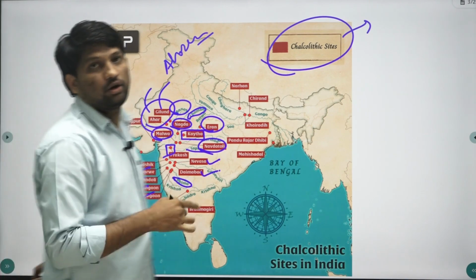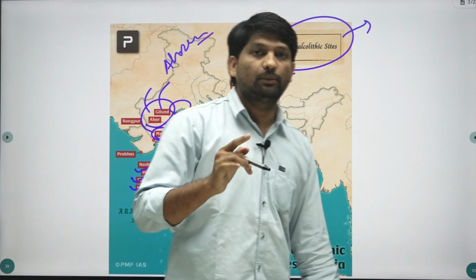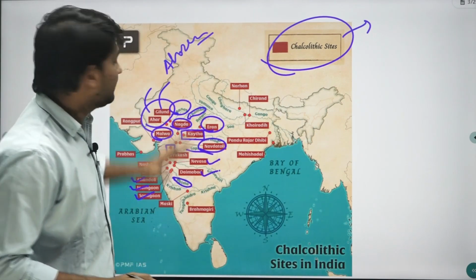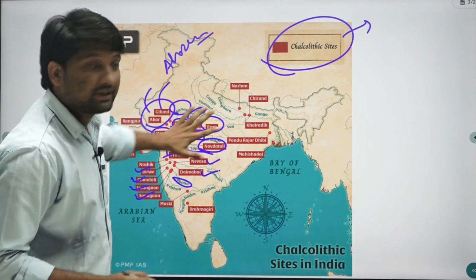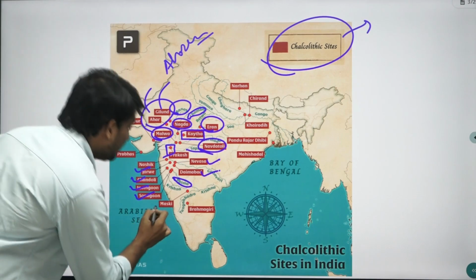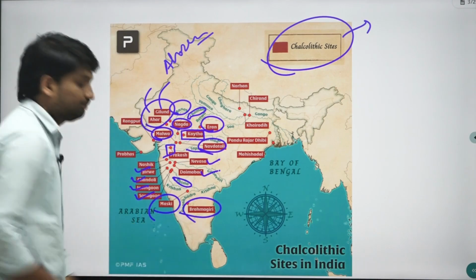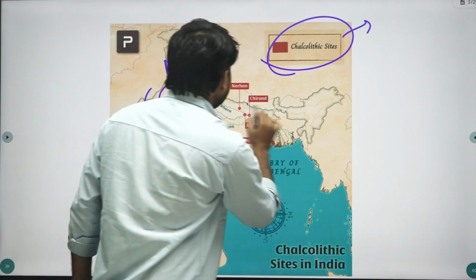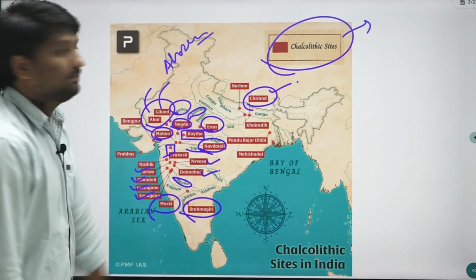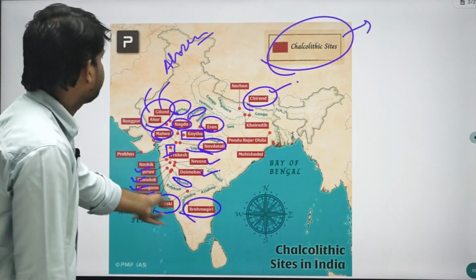All three were on the river Pravara, which is a tributary of river Godavari. Most of the sites are concentrated in Rajasthan, Madhya Pradesh and Maharashtra, meaning the semi-arid region. There are also other important sites like Maski and Brahmagiri in Karnataka, similarly Chirand in Bihar. So we are going to see these important sites and their culture.